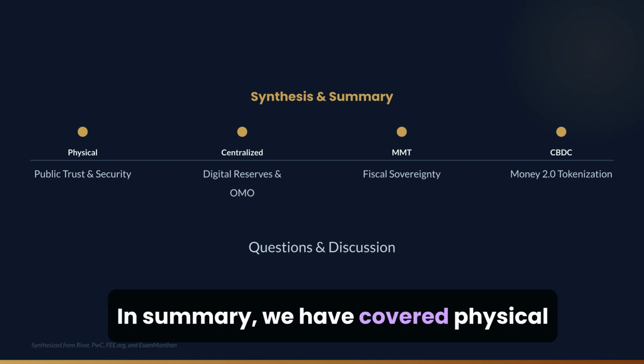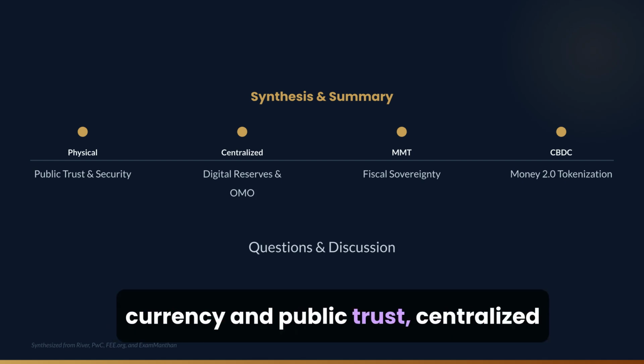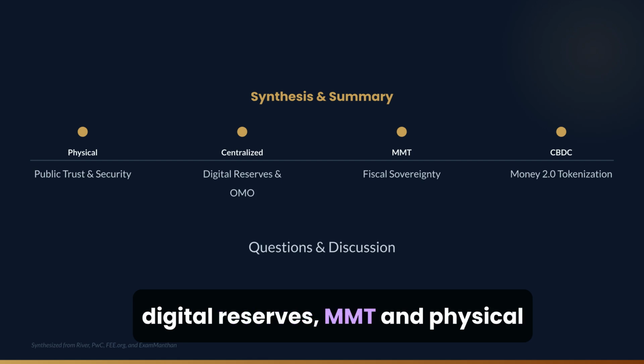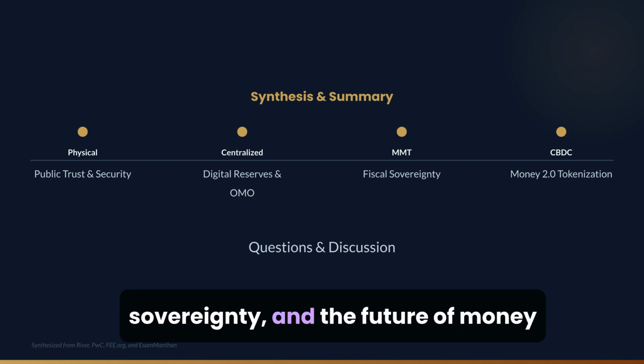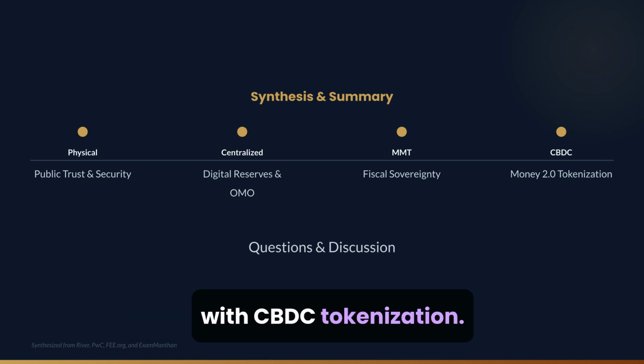In summary, we have covered physical currency and public trust, centralized digital reserves, MMT and fiscal sovereignty, and the future of money with CBDC tokenization.